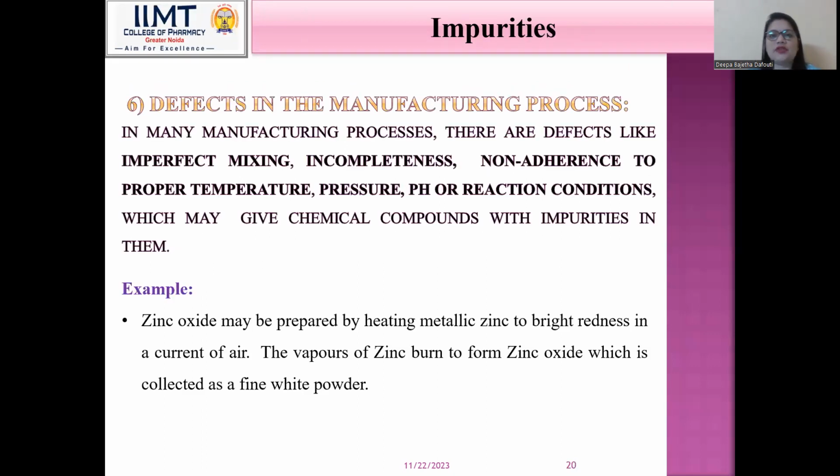Next is defects in the manufacturing process. In many manufacturing processes, there are defects like imperfect mixing, incompetence, non-adherence to proper temperature, pressure, pH, or reaction conditions, which may give chemical compounds with impurities in them. Example, zinc oxide may be prepared by heating metallic zinc to bright redness in a current of air. The vapors of zinc burn to form zinc oxide, which is collected as a fine white powder.